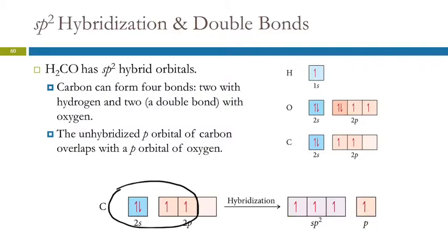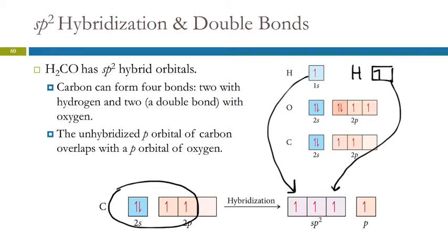So what's going to overlap here? We've got two of these hydrogens. This is H2CO. So this hydrogen can overlap with one of those. This hydrogen can overlap with one of those. And one of the p orbitals will overlap with the hybrid orbital, and one of oxygen's orbitals will overlap with the unhybridized orbital.